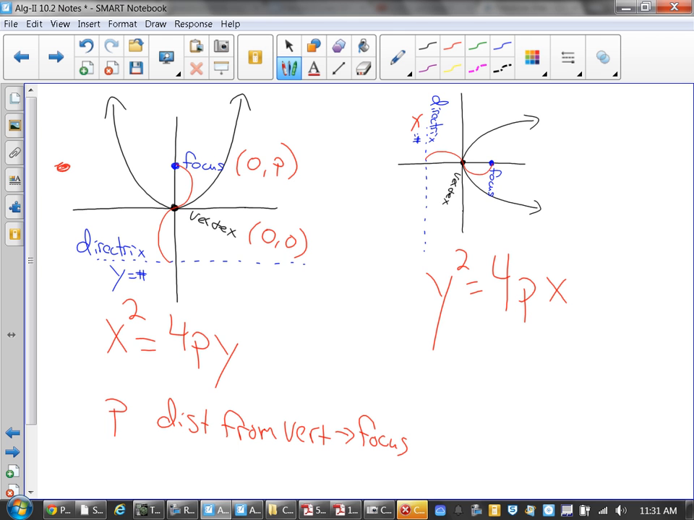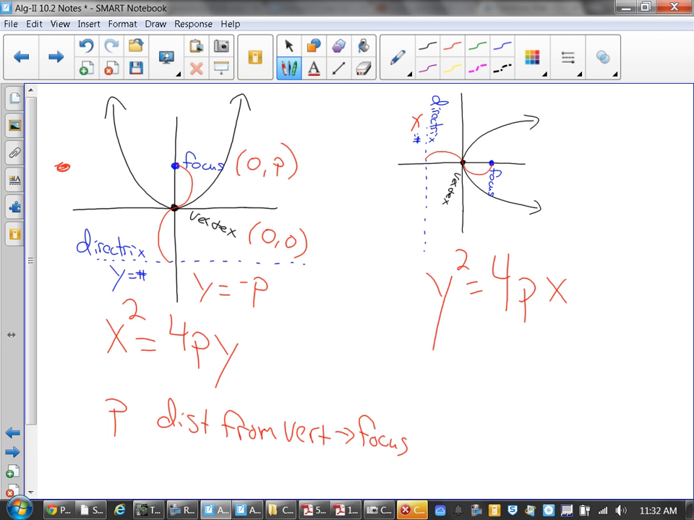If this distance is p, this distance is also p. It's a horizontal line through that point, so it would be y equals negative p, because it's the opposite, it's below it. And if it was spun around, the y equals would be up here, and then the focus would be at negative. Does that make sense? Yes, sir. The directrix is the line.